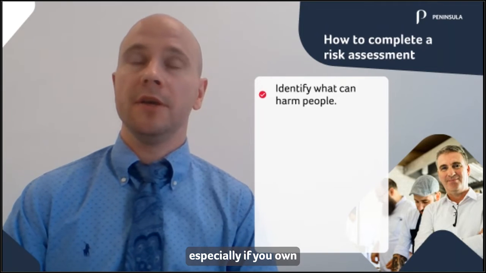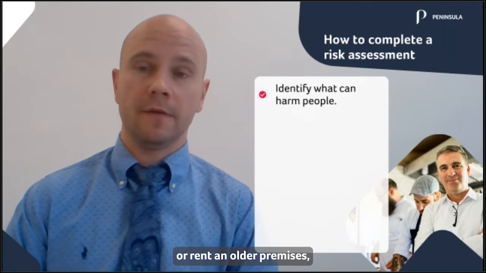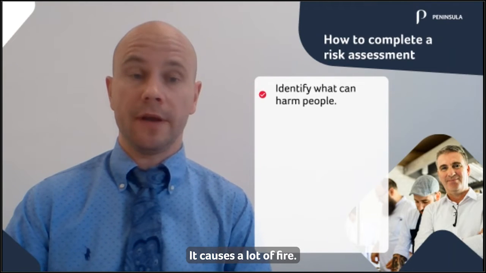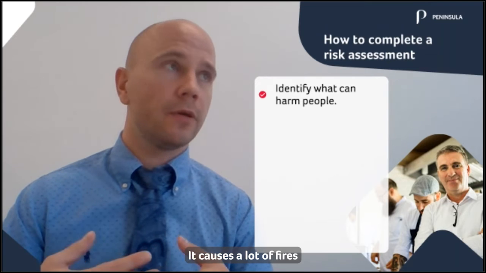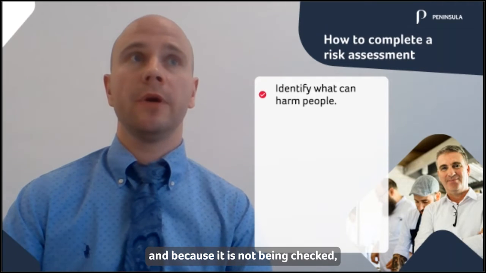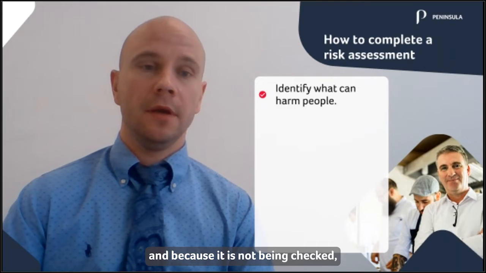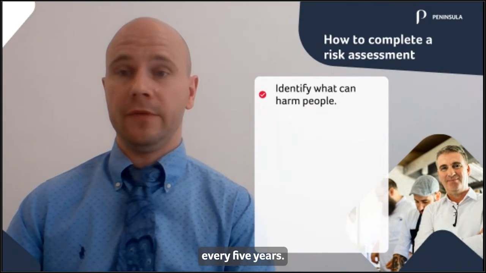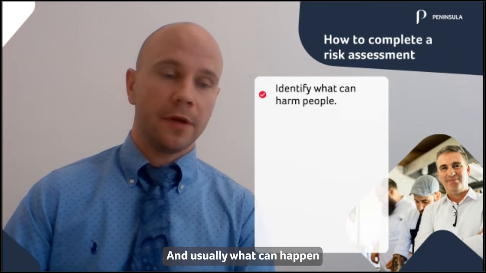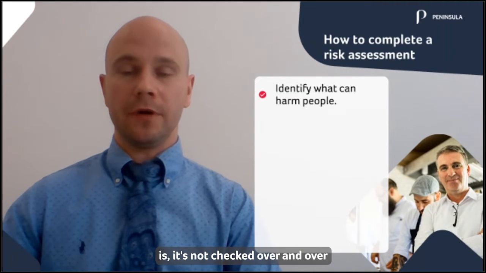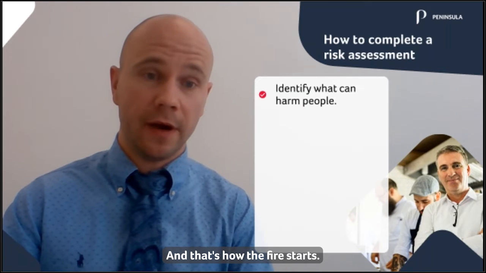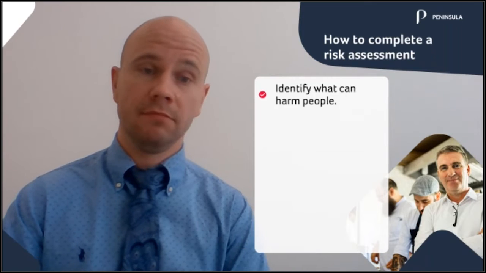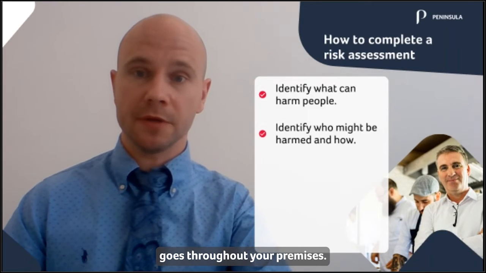There is one thing that I should mention, especially if you own or rent older premises: it could be old wiring. It causes a lot of fires, and because it is not being checked, it is a requirement to check the wiring every 5 years. Usually what can happen is it's not checked over and over, and the shorts happen, and that's how the fire starts. And you don't even know where it started, and it just goes throughout your premises.